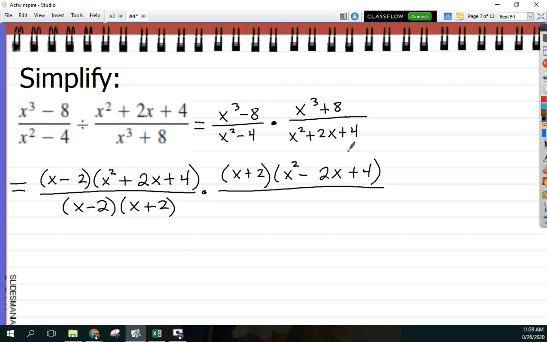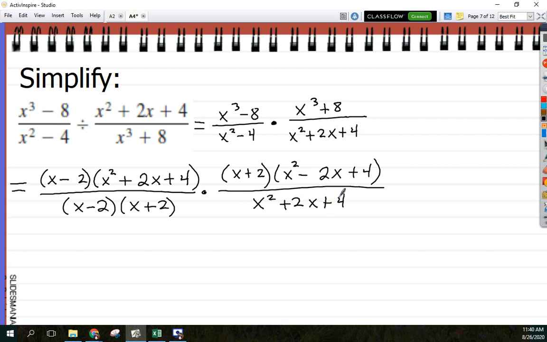However, if we didn't know that right off the bat, we can say, okay, A times C gives me 4. What multiplies together to give me 4 that adds together to give me a positive 2? And there's not going to be anything. So that cannot be factored any further.